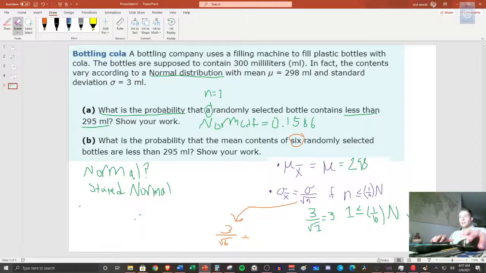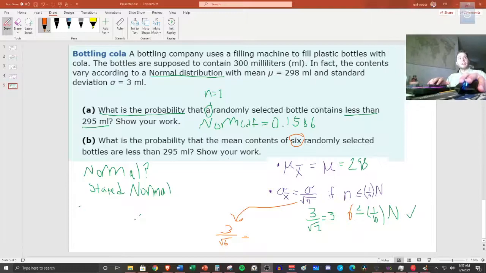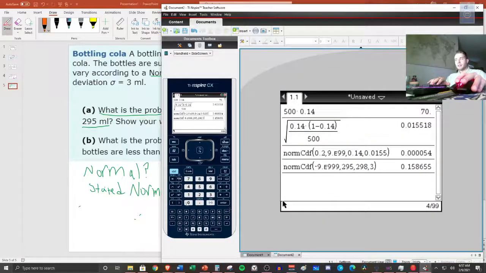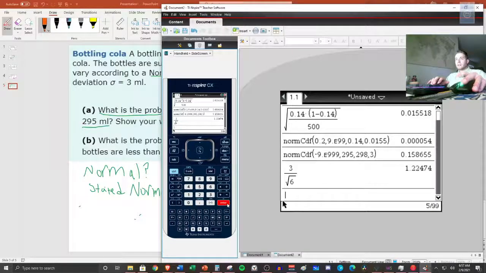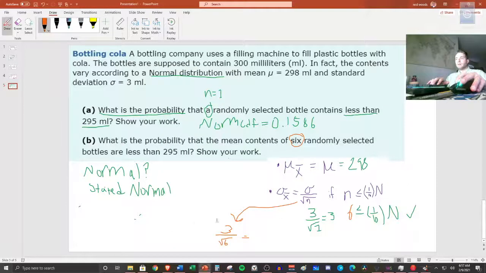And we also have to recheck, is 6 sufficiently large? Well, yeah, it is. 6 is going to be less than or equal to 1/10 of the total population. So we need 3 divided by square root of 6. So I'm going to make a fraction, 3 over square root of 6. So our standard deviation is 1.22. And now we're just ready to go ahead and calculate what is the probability.